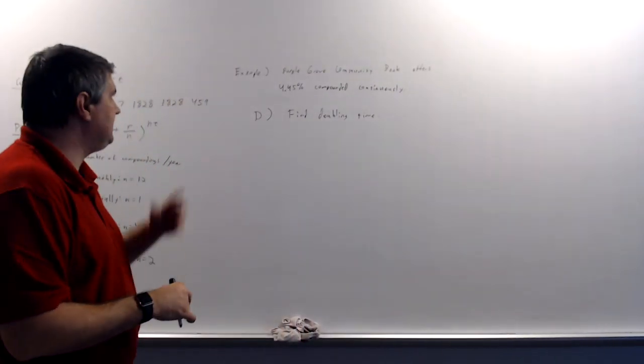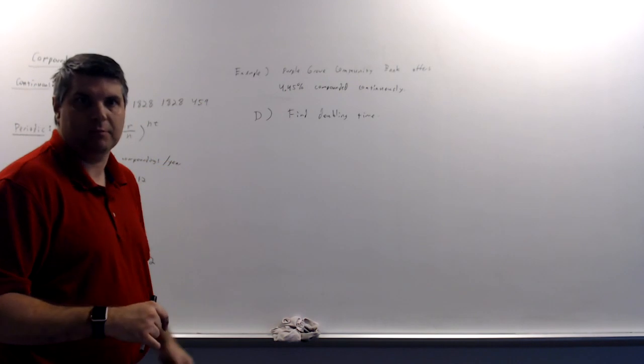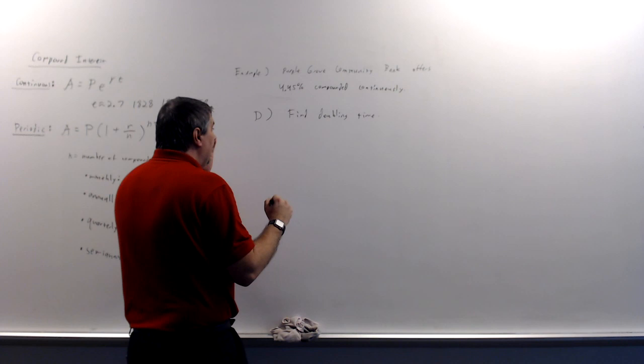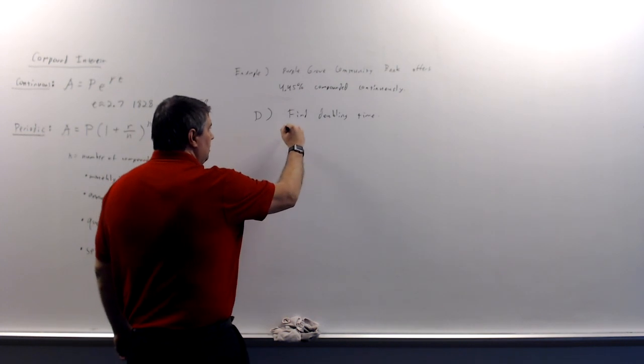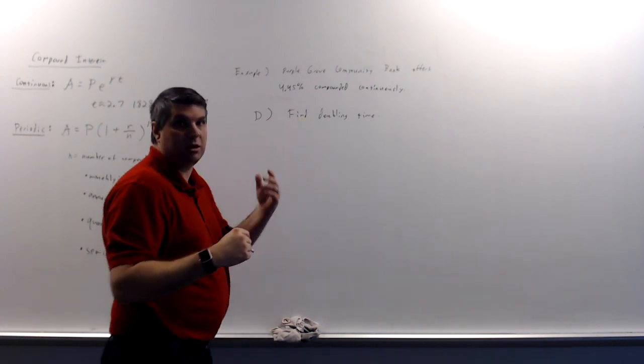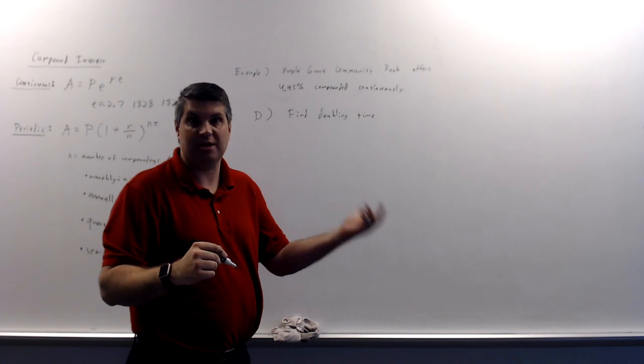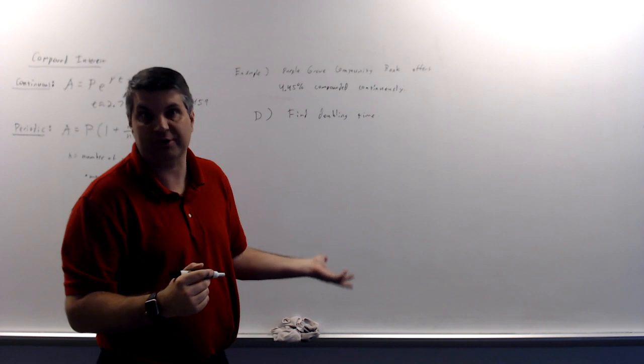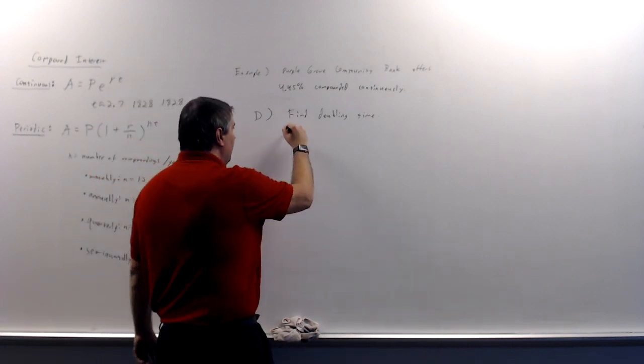Okay. D, find doubling time. Well, we'll find the doubling time. So here it goes. You could literally make any number up and just double it, okay? But we've been using 1,040 for a deposit, so we'll use 1,040 for a deposit, okay?